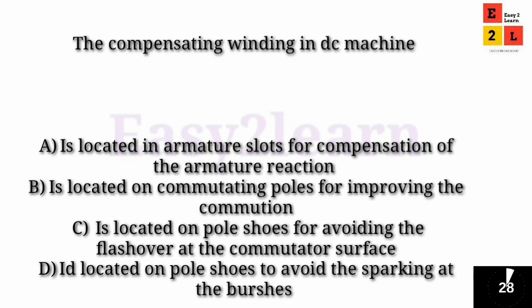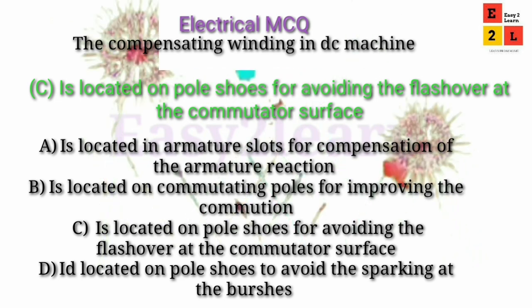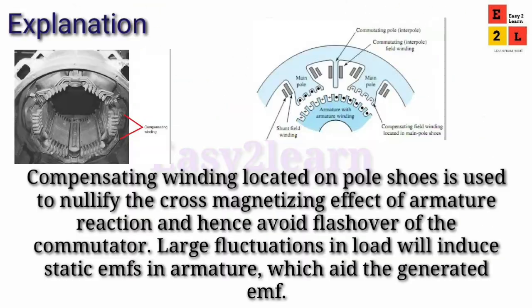The compensating winding in DC machine: A, is located in armature slots for compensation of the armature reaction. B, is located on commutating poles for improving the commutation. C, is located on pole shoes for avoiding the flashover at the commutator surface. D, is located on pole shoes to avoid the sparking at the brushes. The answer is C, is located on pole shoes for avoiding the flashover at the commutator surface.